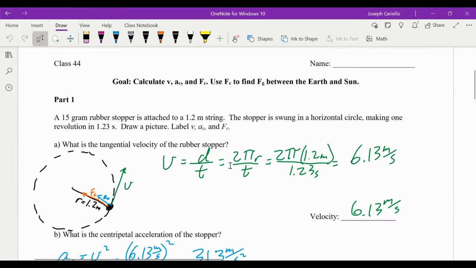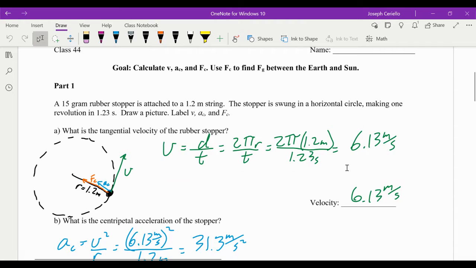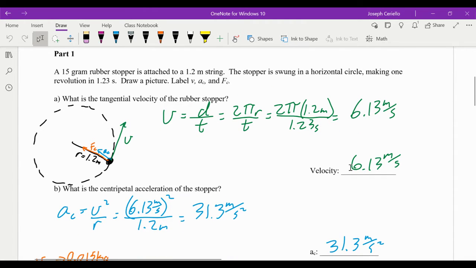Class 44, we are practicing calculating tangential velocity, centripetal acceleration, centripetal force, and some applications of it. So here's a question similar to ones we've seen before. First thing you have to do is find the tangential velocity. To find the tangential velocity, simply distance over time, but remember the distance is the circumference of the circle, because the time we're given is the time it takes the rubber stopper to go around the circle once. So the distance would be the circumference here, so we get 6.13 meters per second.